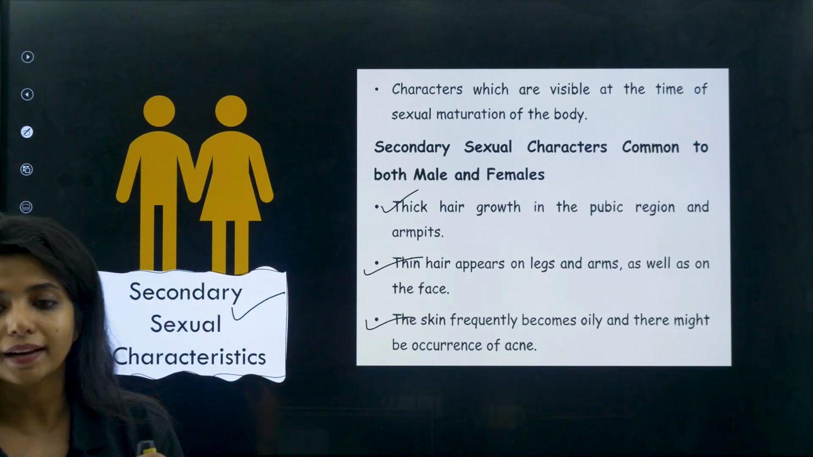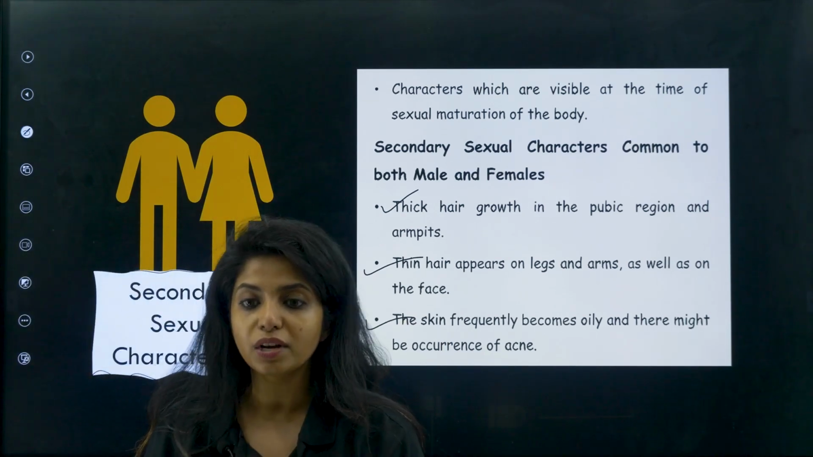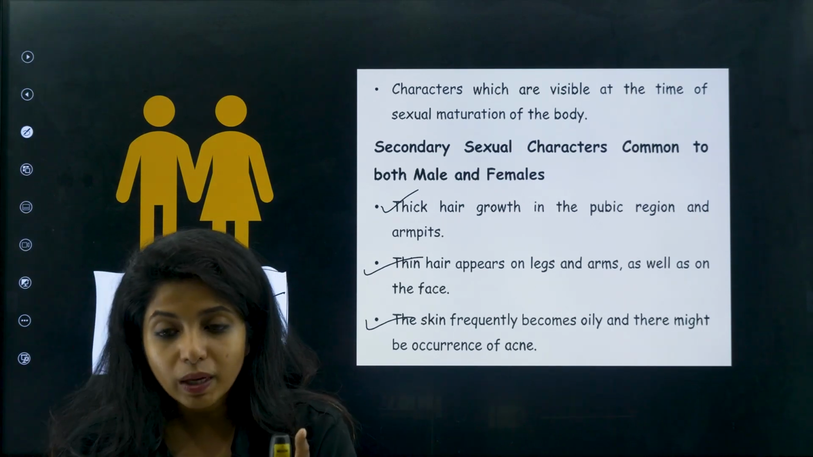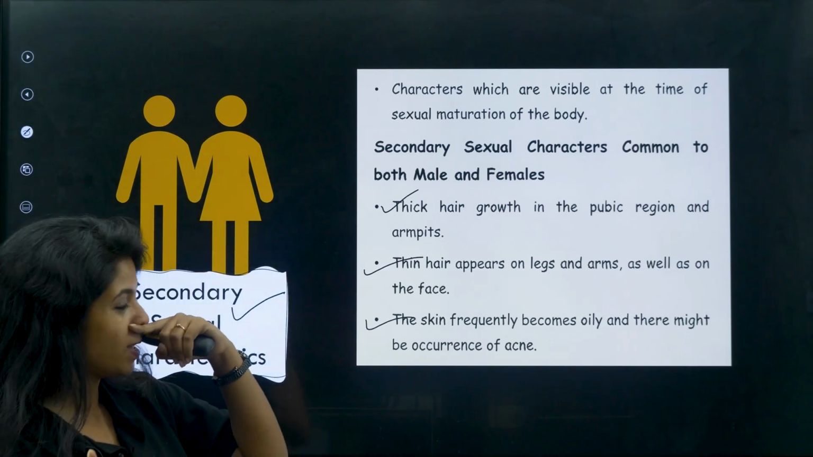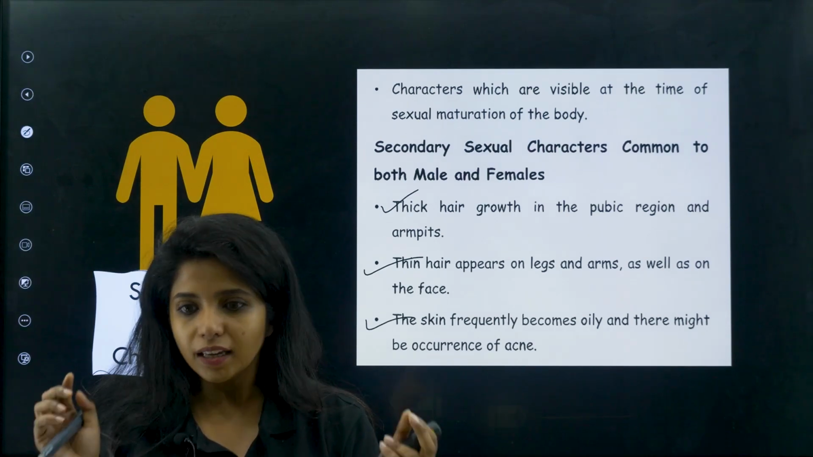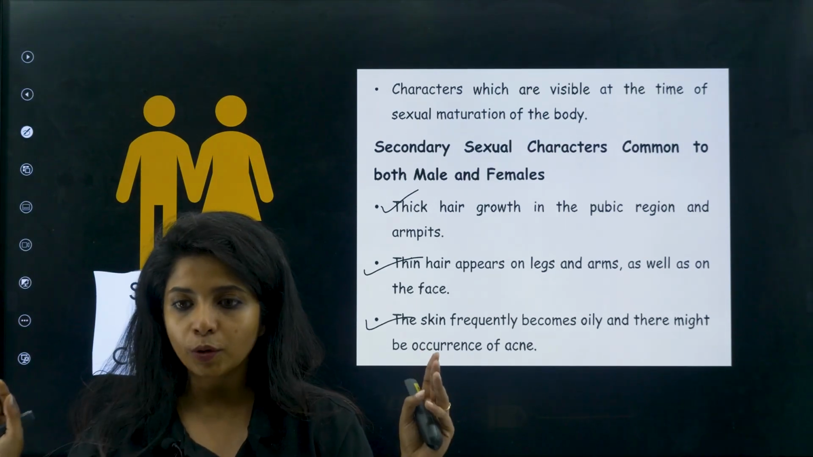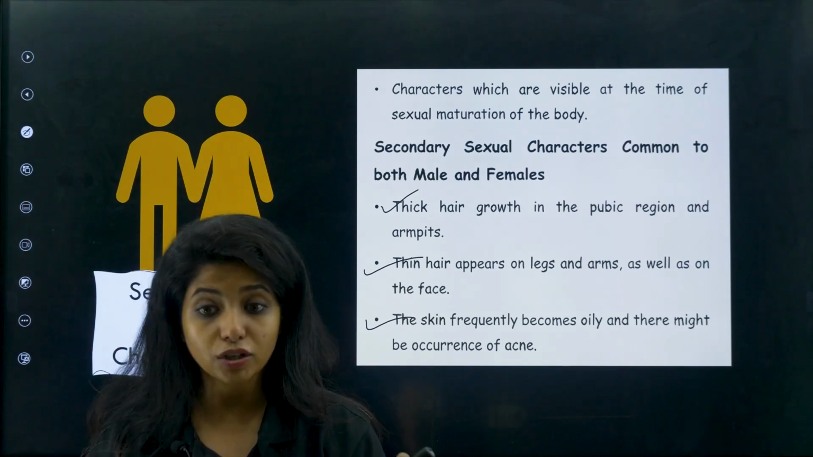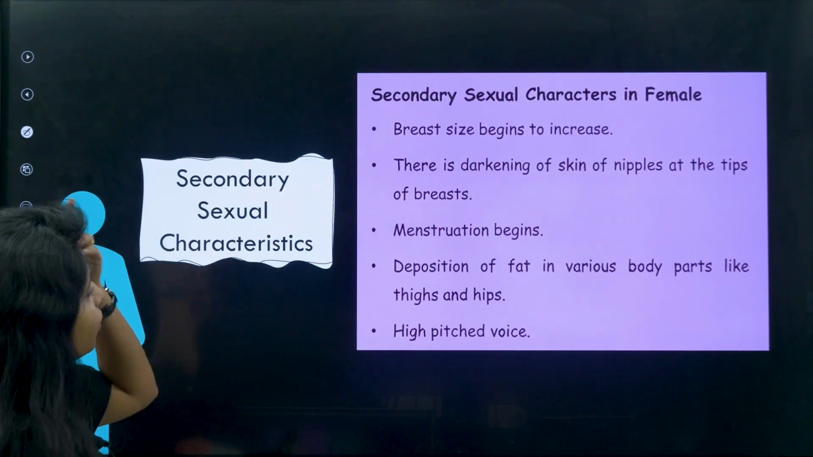There will be so much acne because our oil glands secrete a huge amount now, because your hormones are really active. Will you be able to remember it? This is very important. All these points that I am telling you: thick hair growth is common for all in the pubic region and armpits. Second, thin hair on your body and face. Then the skin becomes oily and you get acne. These are the common secondary sexual characteristics.